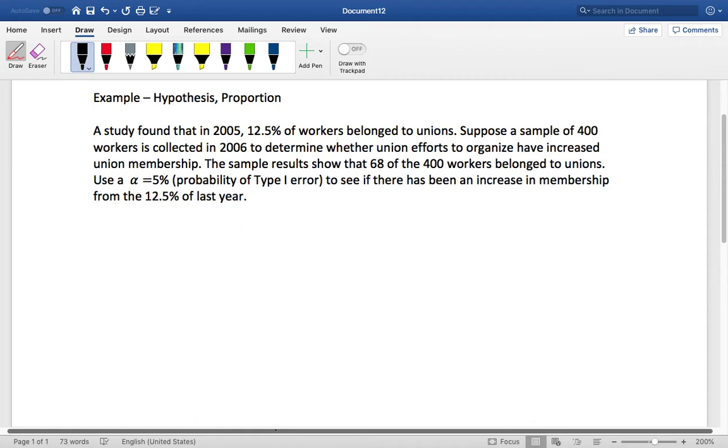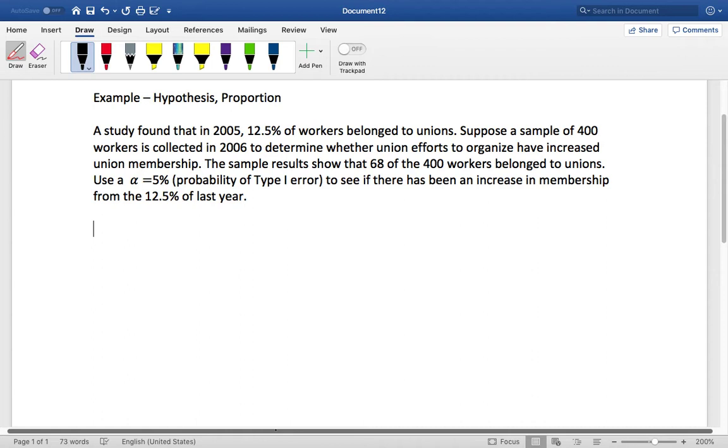Supposing a sample of 400 workers is collected in 2006 to determine whether union efforts to organize have increased union membership. So what we want to find out is if there's been an increase in the proportion of people that belong to the union from 2005 to 2006. The sample results show that 68 of the 400 workers belong to unions. Use a value of alpha of 5%, which is the probability of a type 1 error, to see if there has been an increase in membership from the 12.5% of last year.